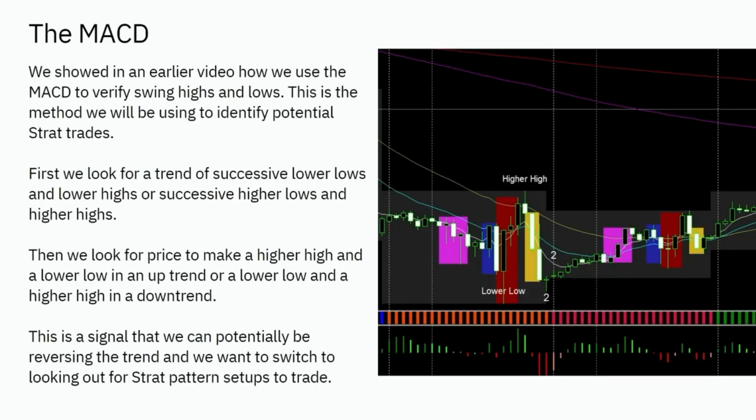The MACD. We showed in an earlier video how we use the MACD to verify swing highs and lows. This is the method we will be using to identify potential Strat trades. First, we look for a trend of successive lower lows and lower highs, or successive higher lows and higher highs. Then we look for price to make a higher high and a lower low in an uptrend, or a lower low and a higher high in a downtrend. This is a signal that we can potentially be reversing the trend, and we want to switch to looking out for Strat pattern setups to trade.